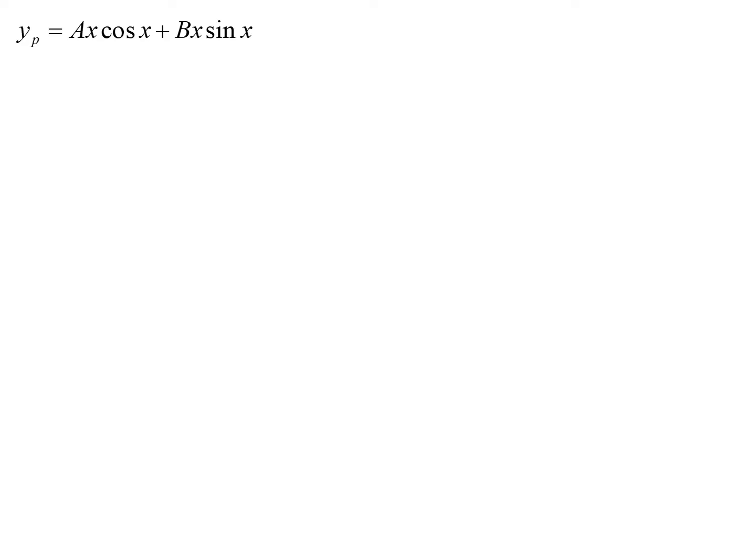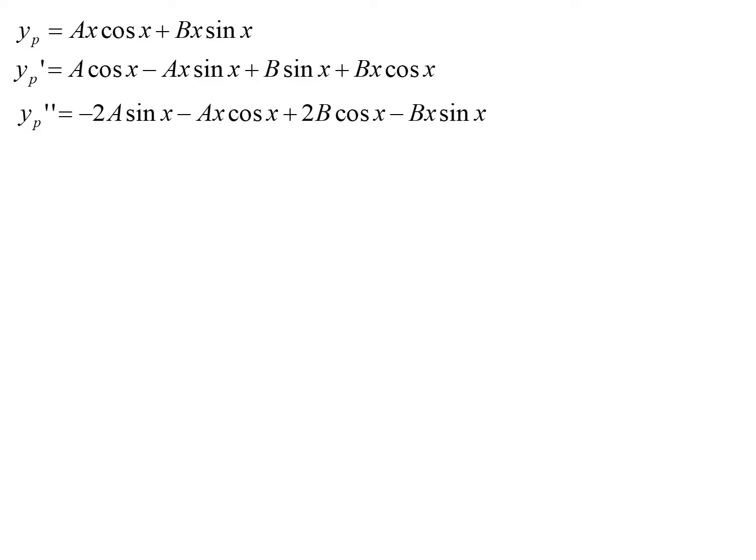We're going to rewrite those coefficients using big A and big B, so yp is Ax cosine x plus Bx sine x, and yp prime is going to be A cosine x minus Ax sine x plus B sine x plus Bx cosine x, using the product rule on both terms. And then yp double prime, we'll get negative 2A sine x minus Ax cosine x plus 2B cosine x minus Bx sine x. We'll plug yp double prime and yp into the differential equation.